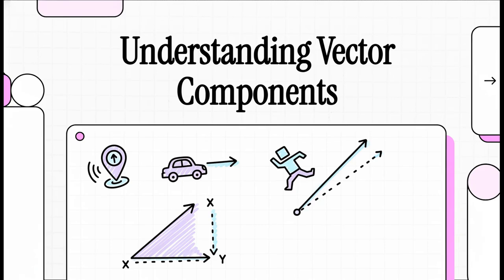Hey, welcome. You ever wonder how your GPS knows exactly how fast you're going and in what direction? Or how a video game figures out a character's jump? Well, it all comes down to this one really powerful concept in physics: vectors.